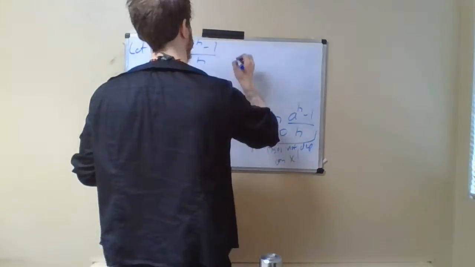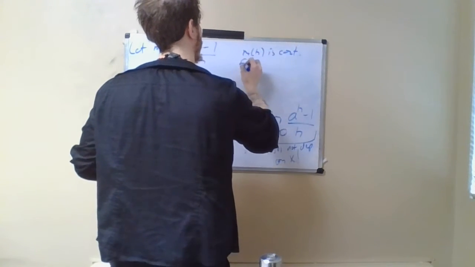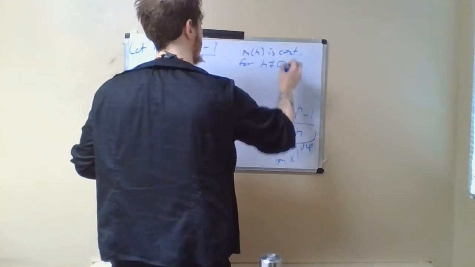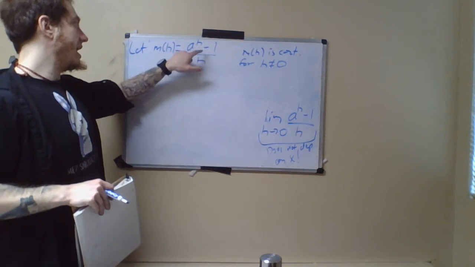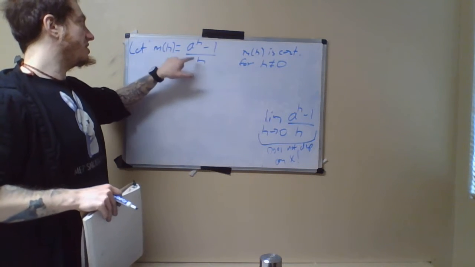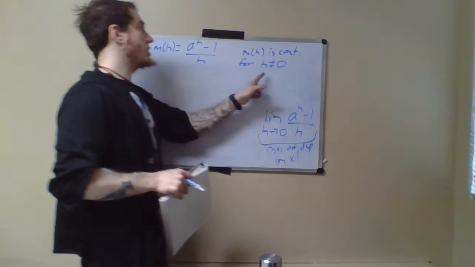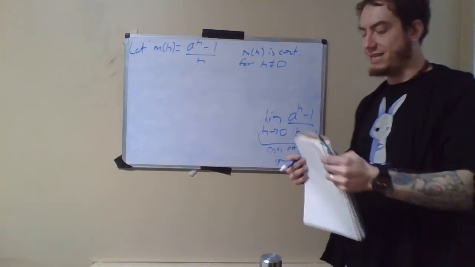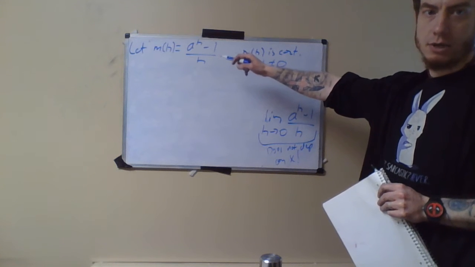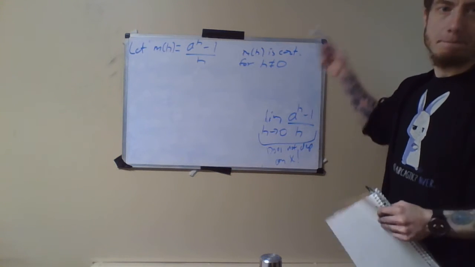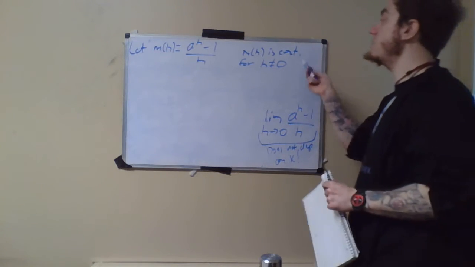So the first thing that I want to observe is that m of h is continuous for h not equal to 0. That's pretty obvious because exponential functions are continuous, and this is just arithmetic operations with exponential functions and a polynomial in h. So the only possible problem that we will have is at 0. It's undefined at 0, so it cannot be continuous at 0 because it's not defined there, but it is continuous on its domain.